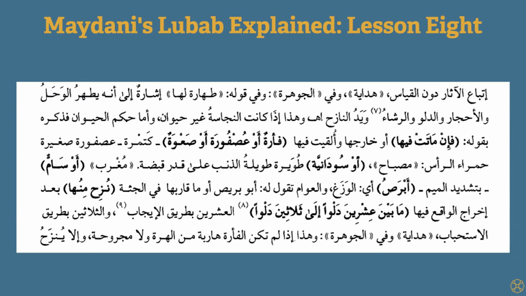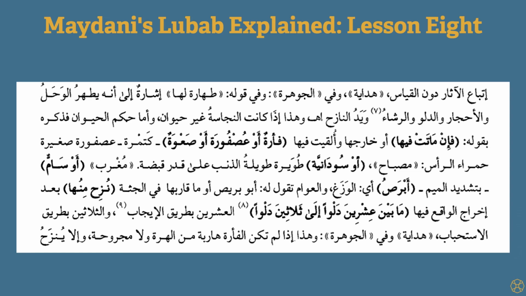So he says, فإن مات فيها أو خارجها وألقيت فيها فأرة أو عصفورة أو صعوة. So mouse, sparrow, صعوة is like a small bird. It has a red head, very similar to a sparrow in size. Okay, from مصباح المنير. أو سودانية. What's that? طويرة, a little bird, تصغير of طائرة. طويلة الذنب, long tail, على قدر قبضة, which is about a fist length, right, the tail. From مغرب, another dictionary.